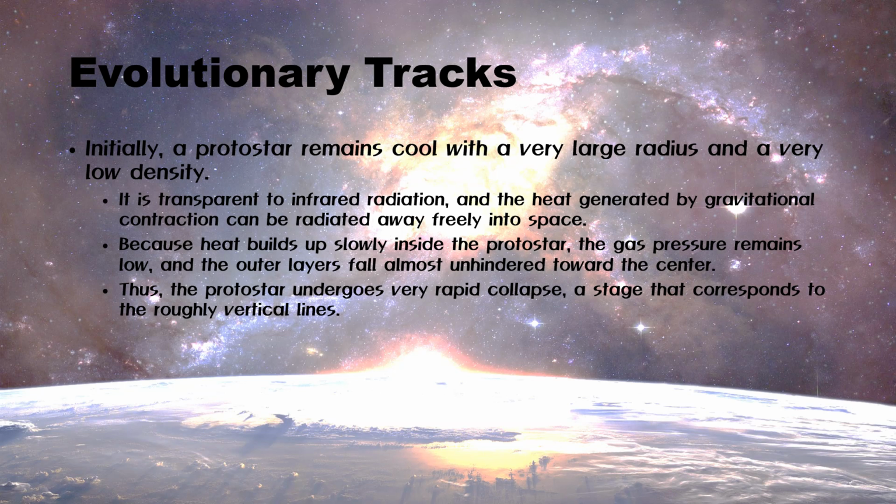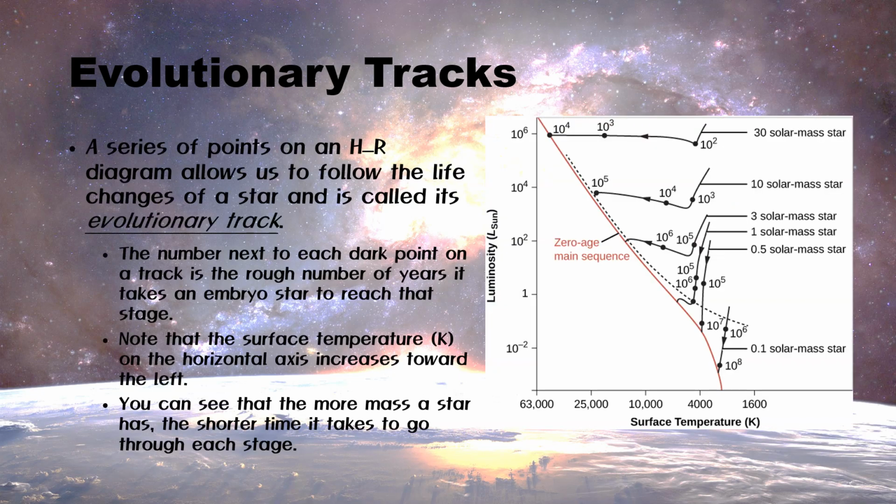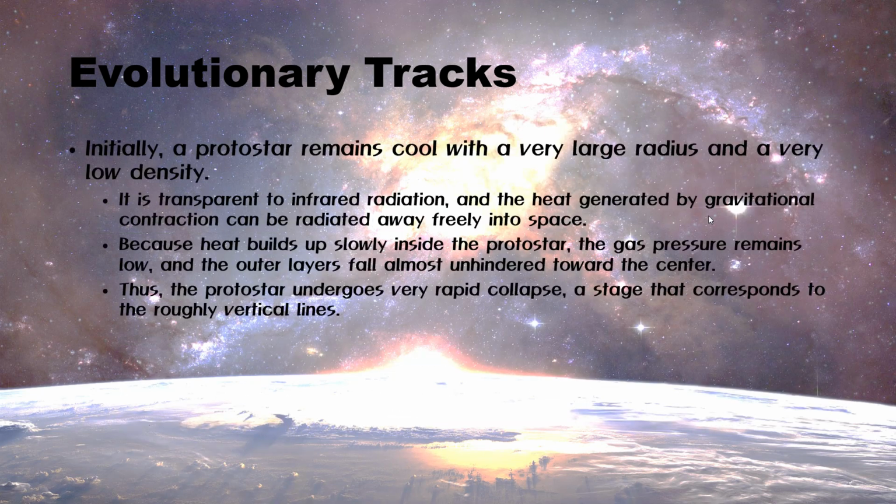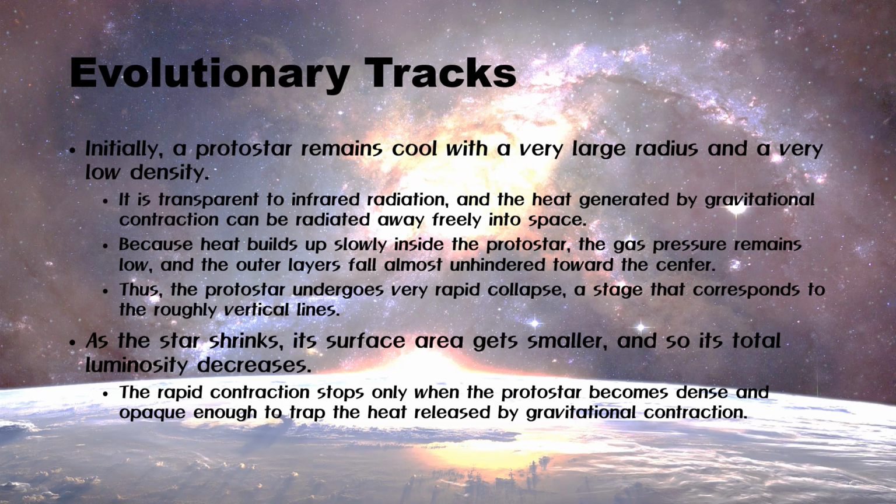Thus, a protostar is going to undergo a very rapid collapse in the stage that corresponds to these rough vertical lines. So again, if we go back and look at that graph right here, you can see in here these, again, rough vertical lines that we are using to represent that here in our luminosity. Now, as the star shrinks, its surface area does get smaller, so its total luminosity is going to decrease. And we, of course, saw that as we looked at there, how the lines of those stars change. The rapid contraction only is going to stop when the protostar becomes dense and opaque enough to trap the heat released by gravitational contraction.